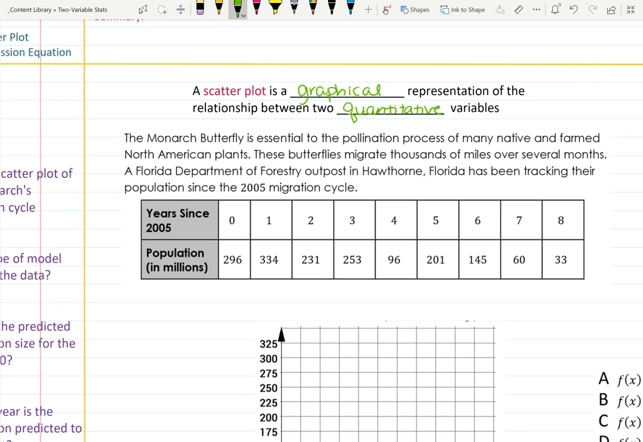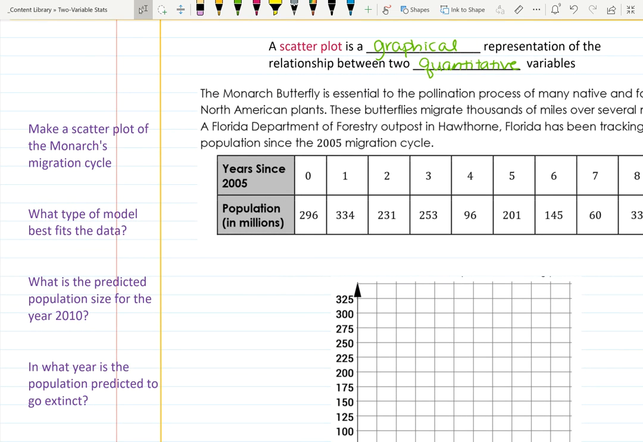Now, mind you, this is a pretty small set of data. Scatter plots, you can have smaller or larger sets of data to look at. The bigger your set of data, it usually helps you to see a better trend, okay, which helps us to be able to predict something that's happening in the future. Sorry, I could not come up with that word. All right, so make a scatter plot of the monarch's migration cycle.